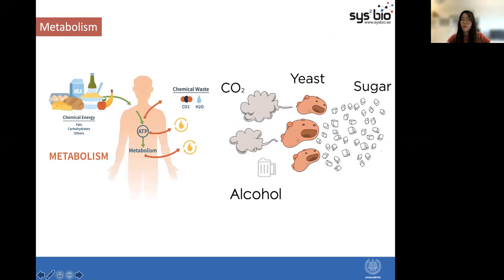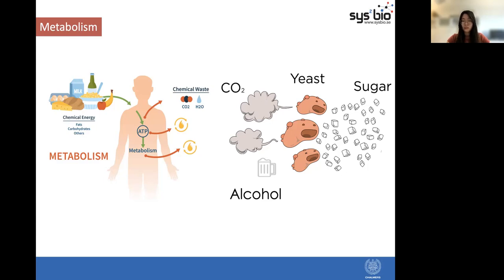A metabolic model is all about metabolism. And what is metabolism? For humans, we eat fats and carbohydrates every day to generate ATP, which is energy to sustain our daily life. In that case, the metabolism for a human cell is a conversion from the nutrients to the ATP and the chemical waste, such as carbon dioxide and water.